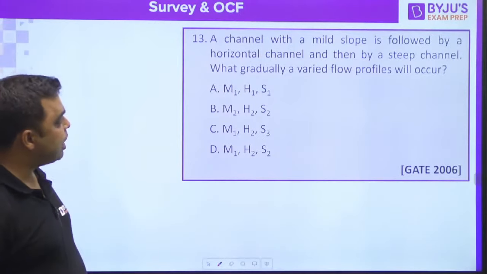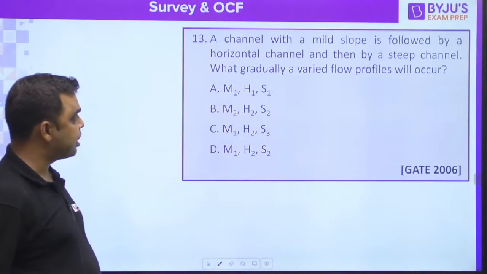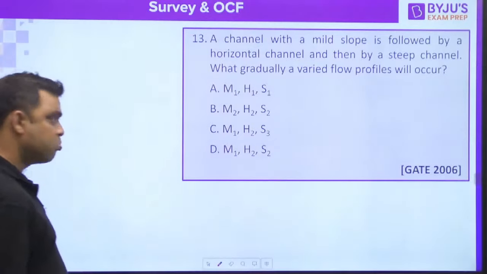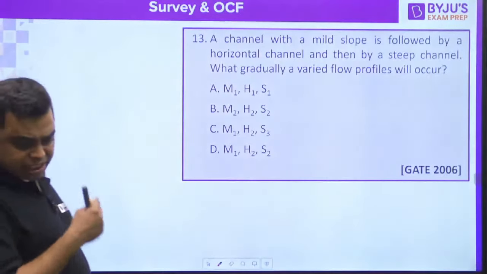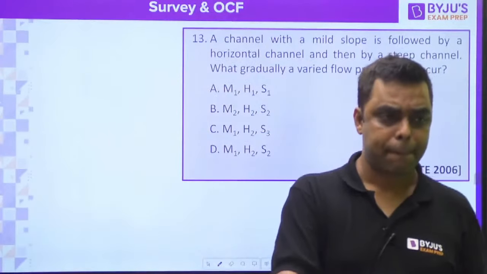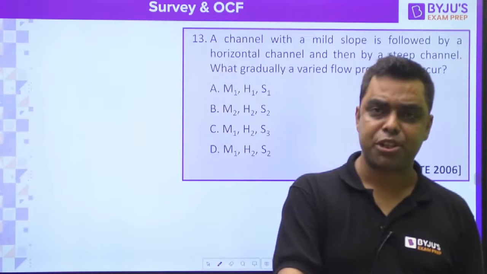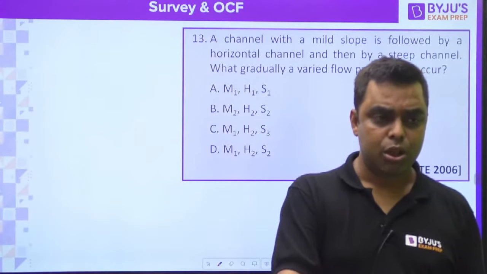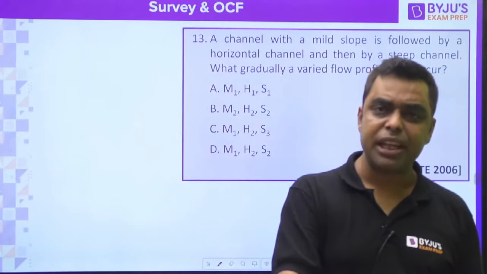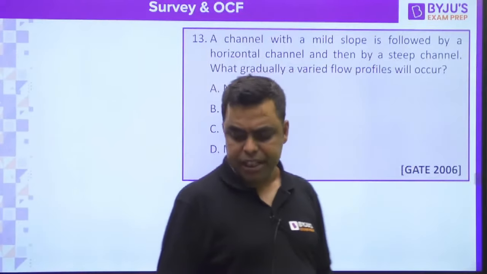A channel with a mild slope is followed by a horizontal channel and then by a steep channel. What gradually varied flow profiles will occur? Just let me know how many of you are afraid of such type of question, the profile? Are you aware that these profiles are very easy?